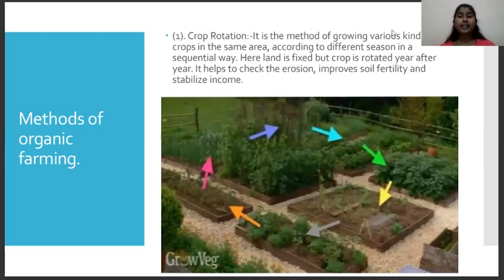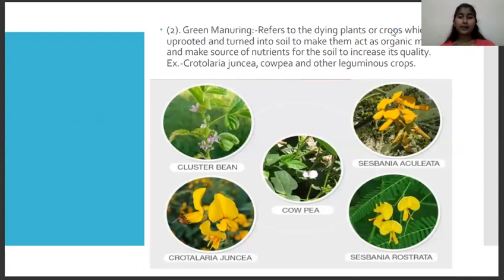Now let us see the methods of organic farming. First one, crop rotation. It is a method of growing various kinds of crops in the same area according to the different seasons in a sequential way. Here, the land is fixed, but the crop is rotated year after year. It helps to check erosion, improves soil fertility, and stabilizes the income. Secondly, green manuring. Green manuring refers to growing plants or crops which are uprooted and turned into the soil to act as a good organic manure and a source of nutrients, in order to increase its quality. Examples for green manuring are Crotalaria juncea and other leguminous crops.